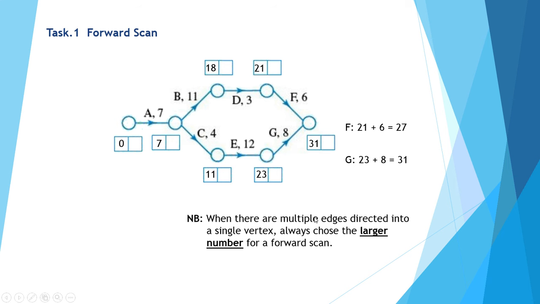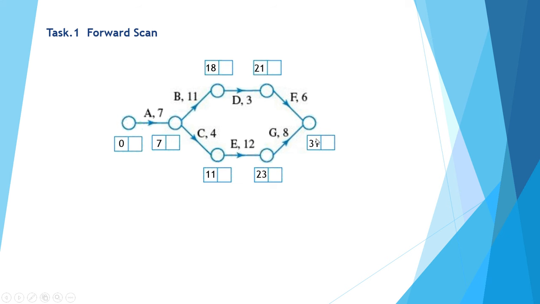Now when we're doing a forward scan and we've got two competing or alternative edges going towards a vertex, whether it be the final or earlier on in the network, we always take the larger of the two numbers. So I enter in of 27 and 31, I enter in 31 in the left hand side of my box. So that's my forward scan.